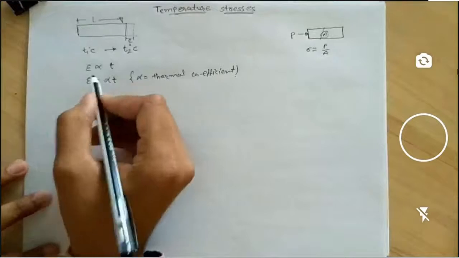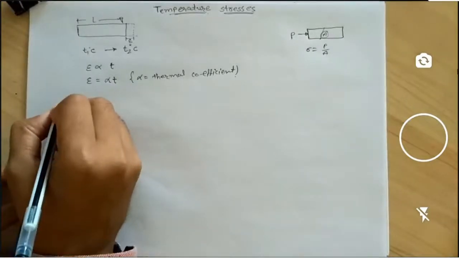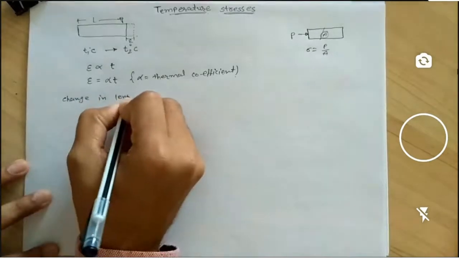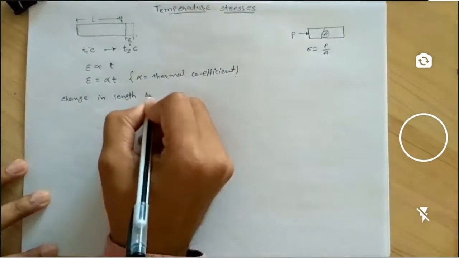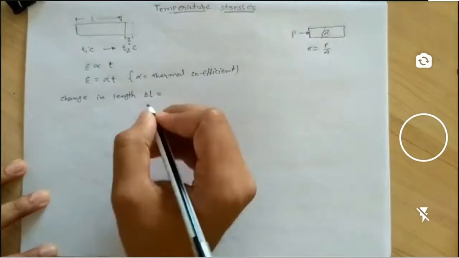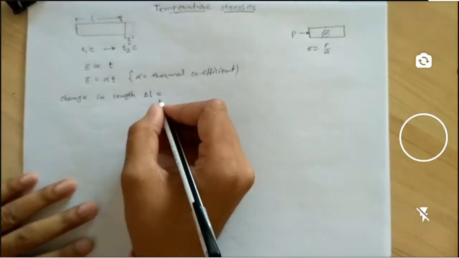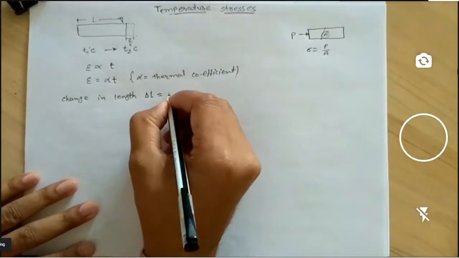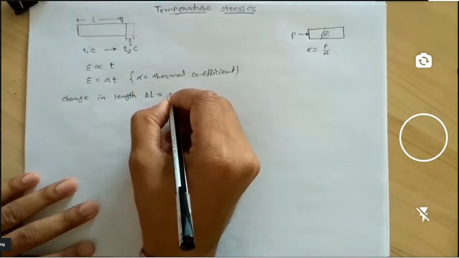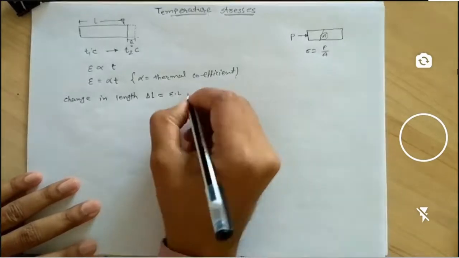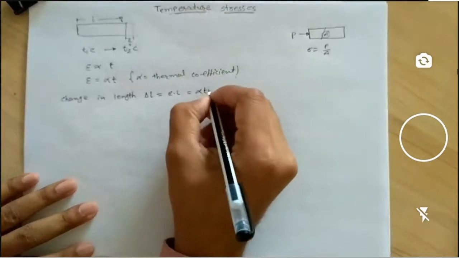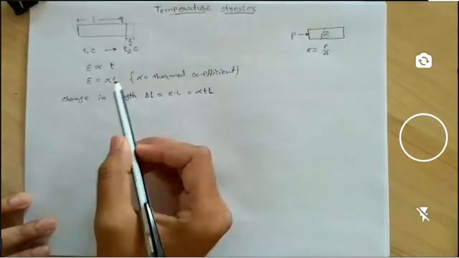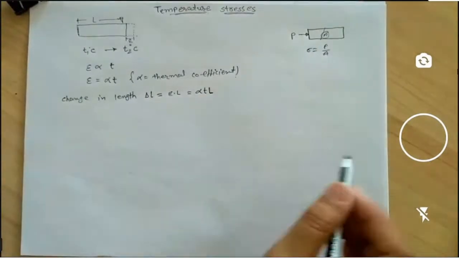Now if you want to find the total change in length, delta L, it is given by strain times total length, which is equal to alpha T L. Here L is the initial original length of the element.